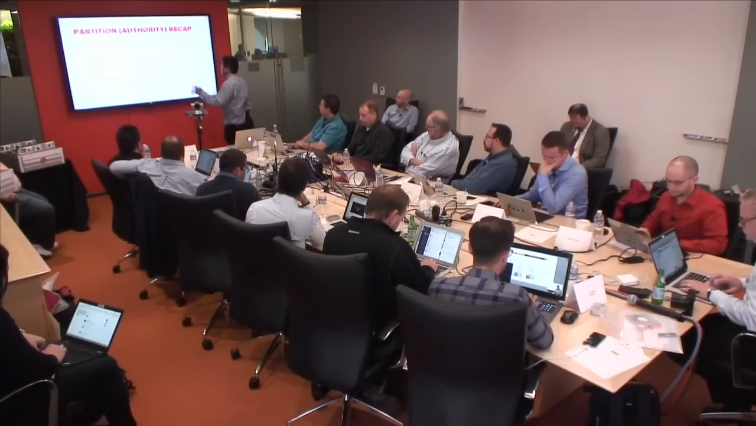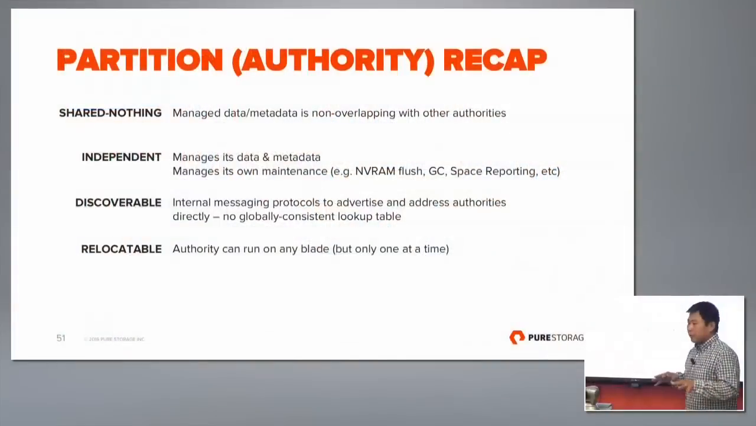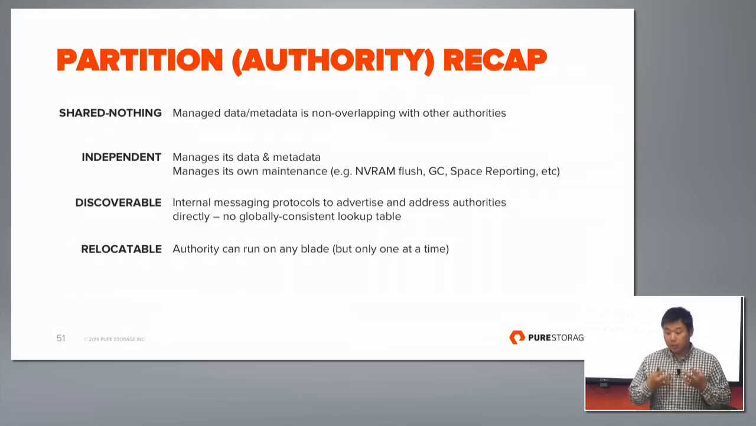All right, so just to recap, these partitions, internally we refer to them as authorities. I think we use that term because the realization is that these partitions are not just static. They're not just about data, right? They're about control. These are really active partitions. And so internally, we refer to these as authorities.